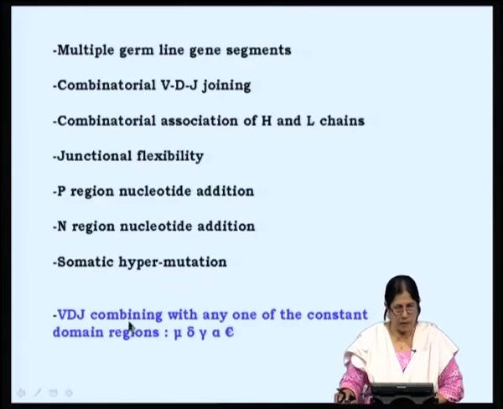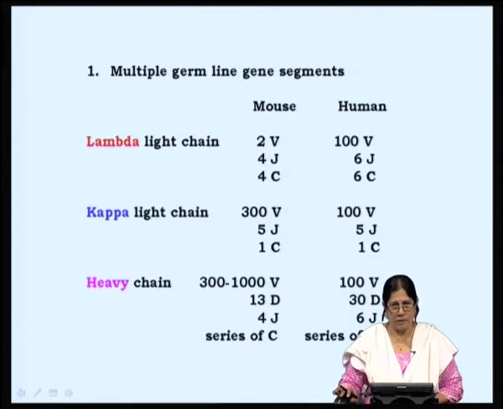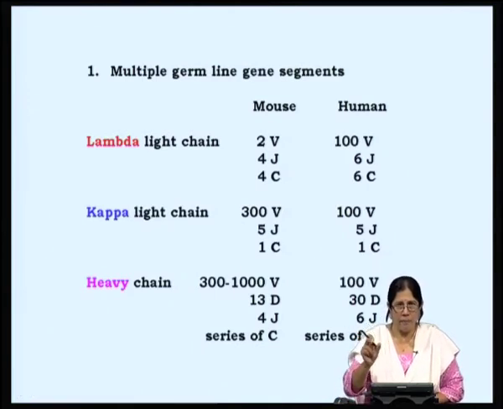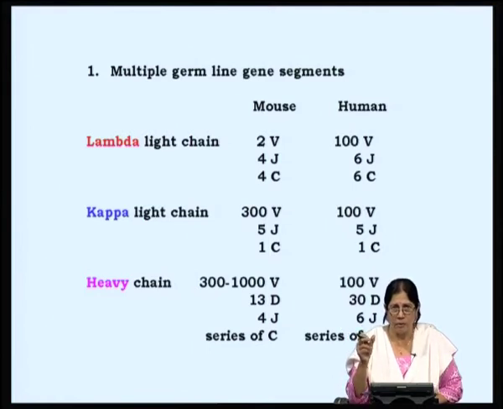And last but not the least, which does not contribute to the recombination with respect to variability, yet one can say this also provides diversity, because once the VDJ recombination has taken place, the recombined region can combine with any one of the constant domain regions in the heavy chain, increasing the diversity. That means the same recombined VDJ can associate with M and D simultaneously, as happens on the naive cell, as well as any one of the other constant domain genes.